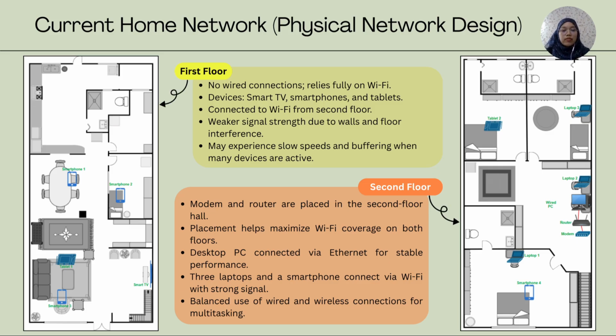The desktop PC is connected via Ethernet cables to ensure low latency and consistent speed, which is essential for video conferencing and gaming. In addition, 3 laptops and a smartphone on this floor connect via Wi-Fi and enjoy strong signal quality due to their close proximity to the router. This setup allows for a balanced distribution of bandwidth between wired and wireless devices to ensure smooth network performance during multitasking.